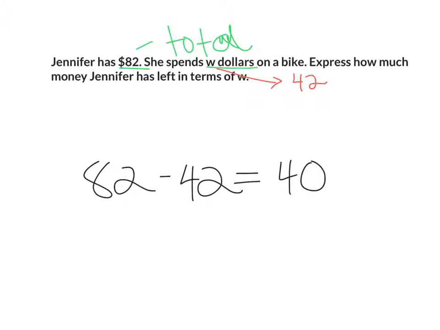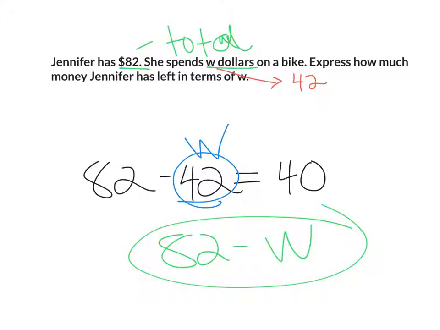has left. But since we don't know this number, this is being represented by our variable W. And since we want an expression, we're not going to have an equal sign, we would simply write 82 minus W. That shows how much money Jennifer has left.